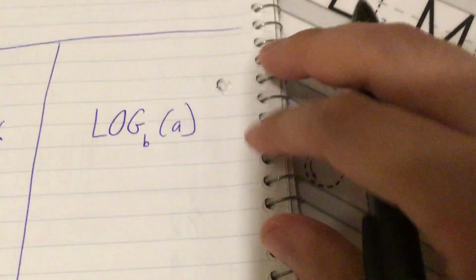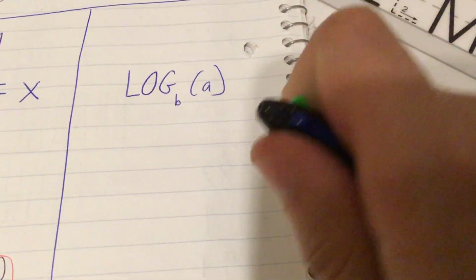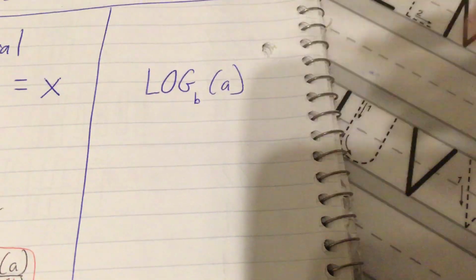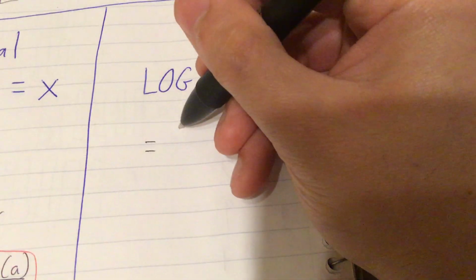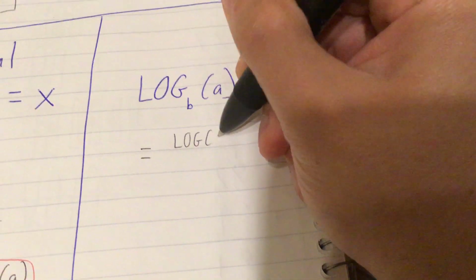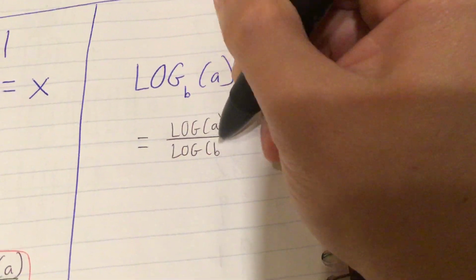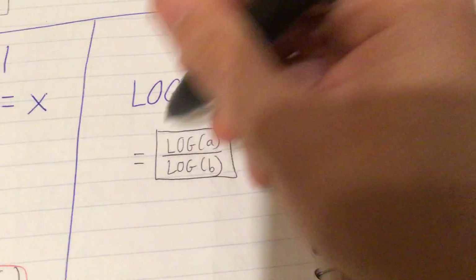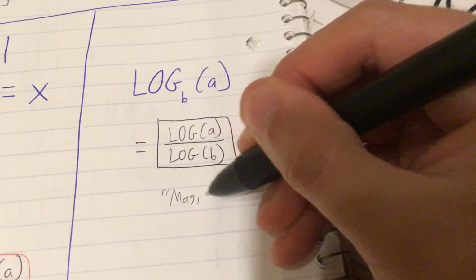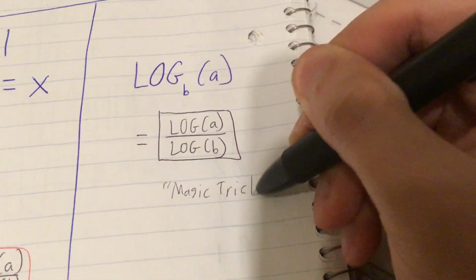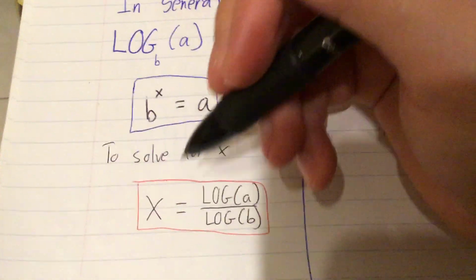So in general, you're going to be given something like this, log base b of a. So if you want to do the quick little magic trick, bibbity bobbity boop, you could do this by evaluating the log as log of the argument over the log of the base every single time. So this is the magic trick of evaluating log. But I'd rather you understand that it is an exponential equation in disguise.